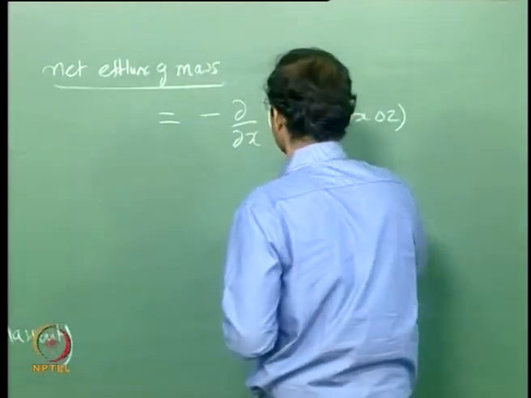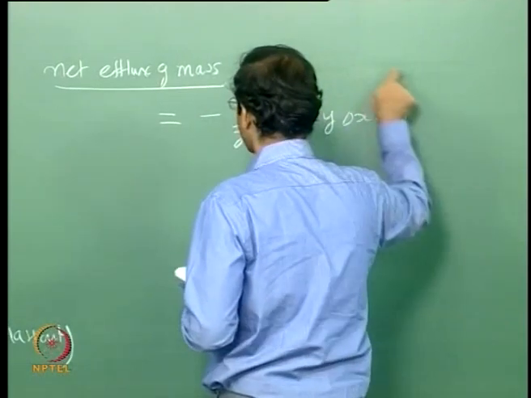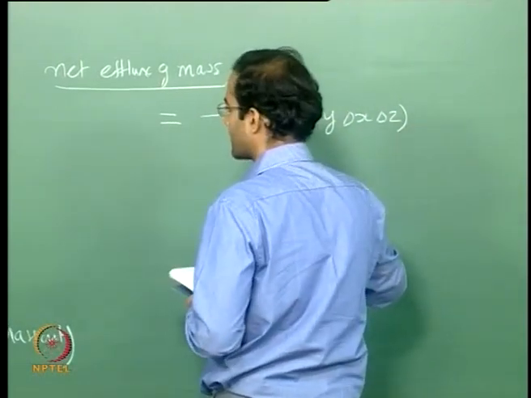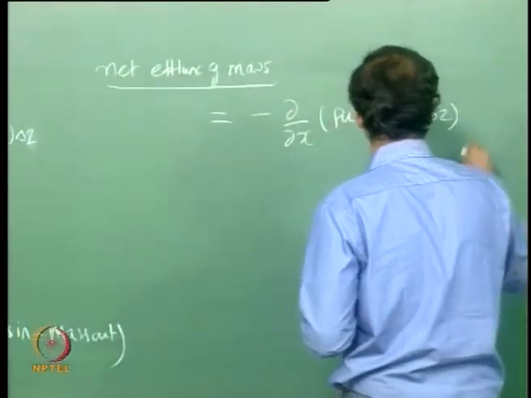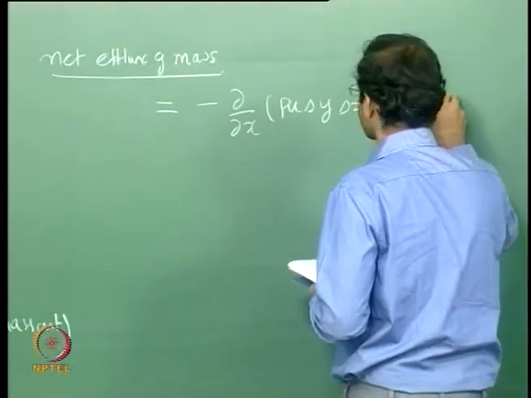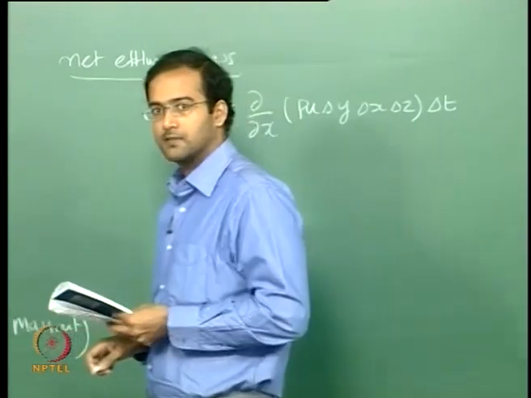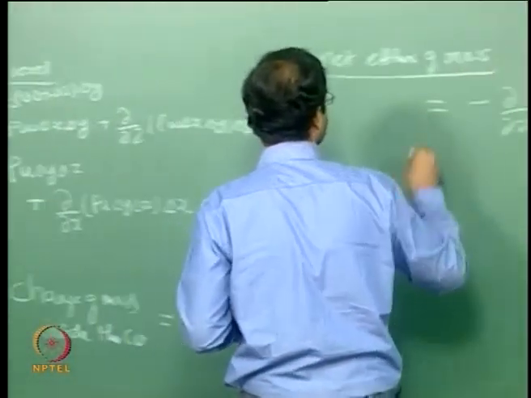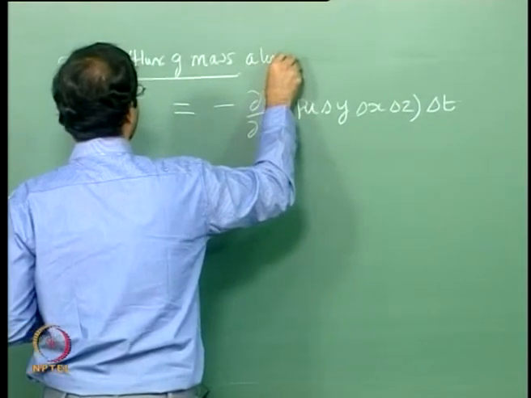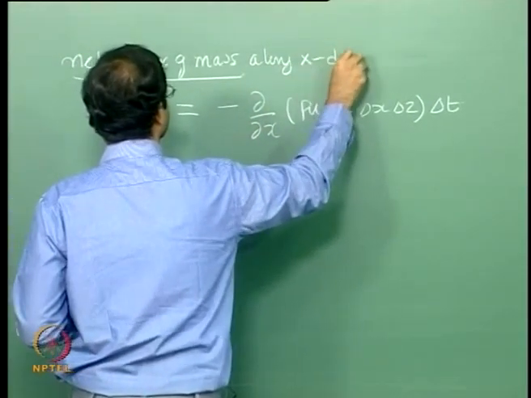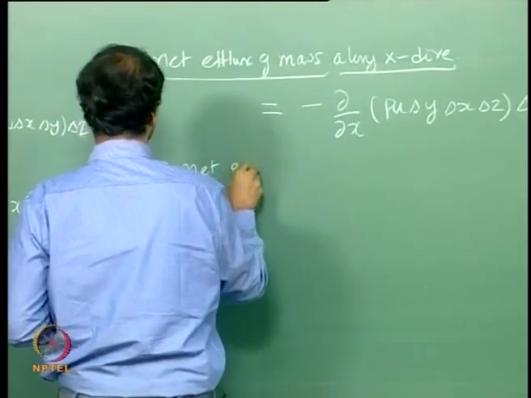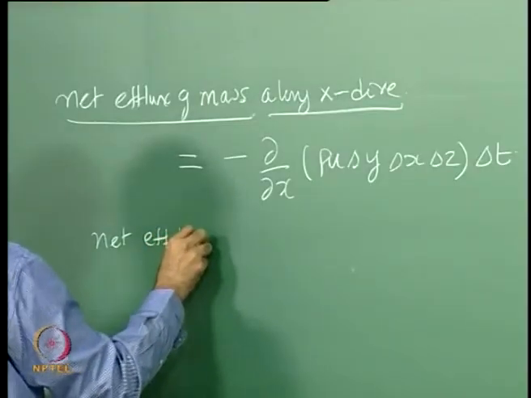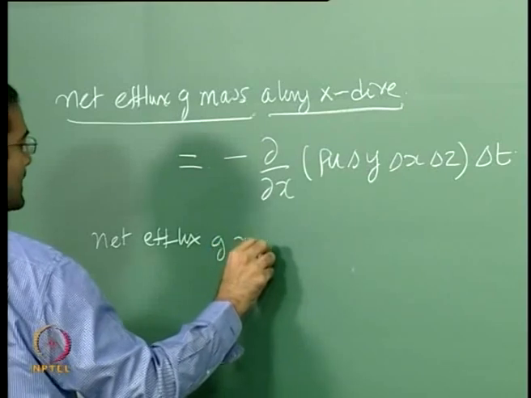So this is your net mass flow rate which is leaving in the x direction. To get the net mass which is leaving, you have to multiply that over a time delta t. So this gives you the net mass which is leaving along the x direction.